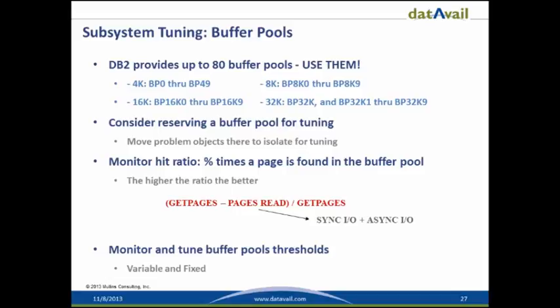You can see the access to that buffer pool, and then once you've resolved the problem, move it back to another buffer pool. In general, monitor the hit ratio, which is this formula here: get pages minus pages read, which is synchronous and asynchronous, divided by get pages. The higher this ratio, the better. That means it's the number or percentage of times that a page is found in the buffer pool.